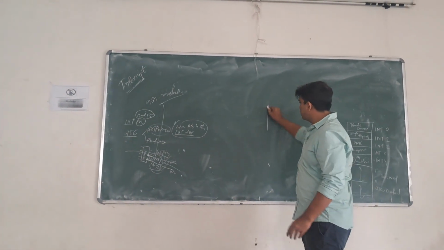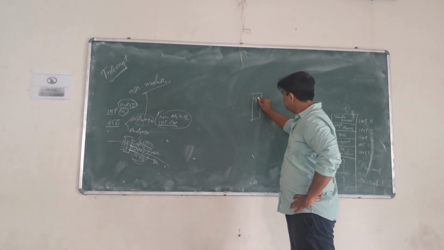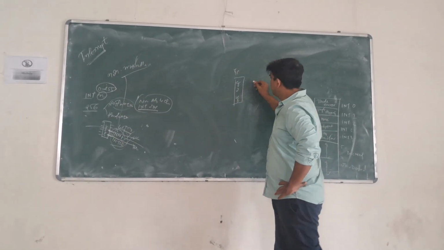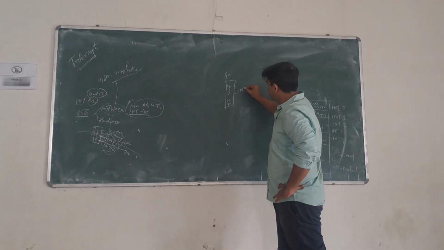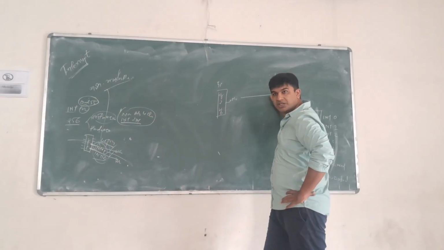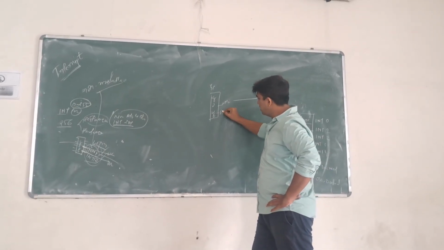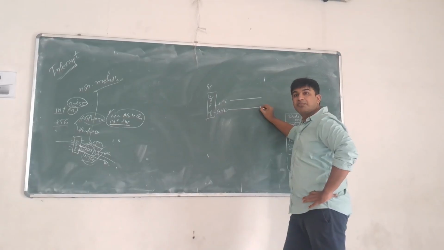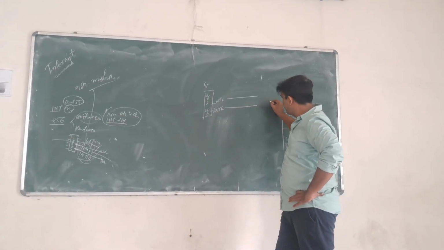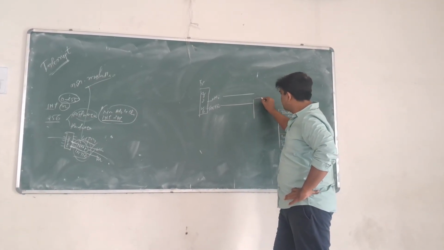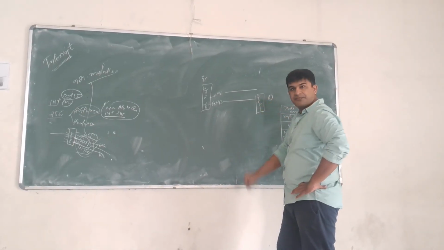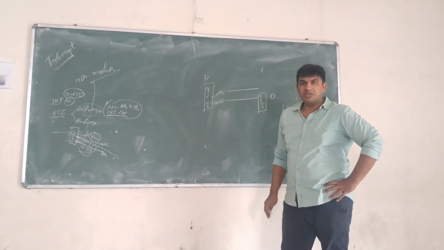So if this is my microprocessor, this is my NMI pin. I have connected one device over here. This is my INTR pin. I have connected one more device over here. But before this device, I can attach one more chip over here. It is called the 8259 interrupt controller.